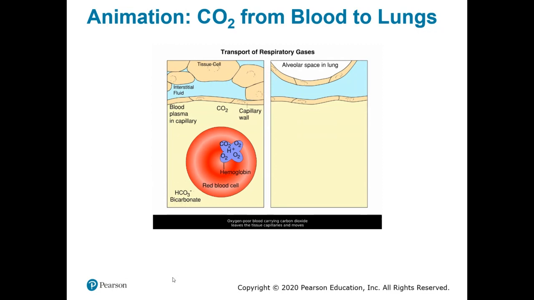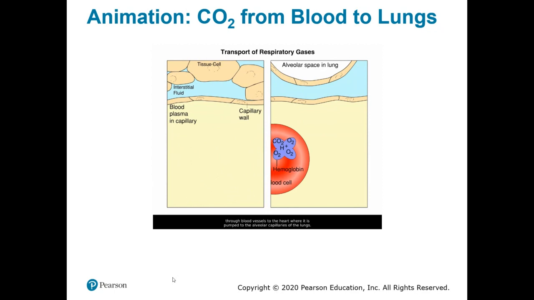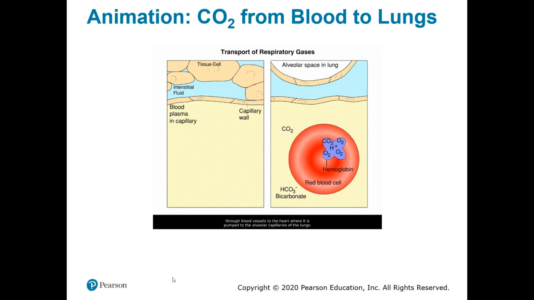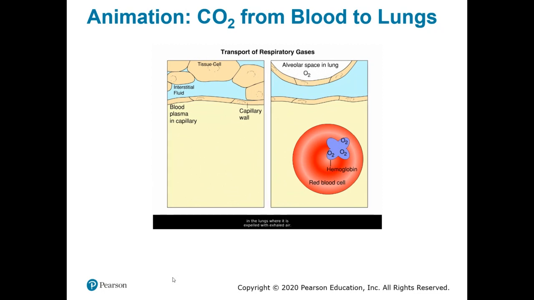Oxygen-poor blood carrying carbon dioxide leaves the tissue capillaries and moves through blood vessels to the heart, where it is pumped to the alveolar capillaries of the lungs. When blood gets to the lungs, hemoglobin gives up its carbon dioxide and hydrogen ions. Bicarbonate combines with hydrogen ions to form carbonic acid, which is then converted back into carbon dioxide and water. Carbon dioxide diffuses out of the cell, out of the blood plasma, and into an alveolus in the lungs, where it is expelled with exhaled air.